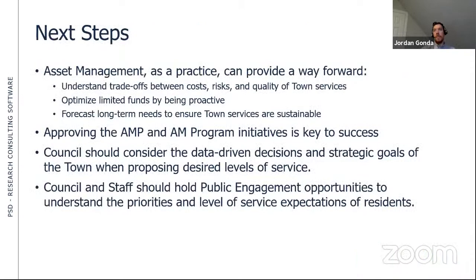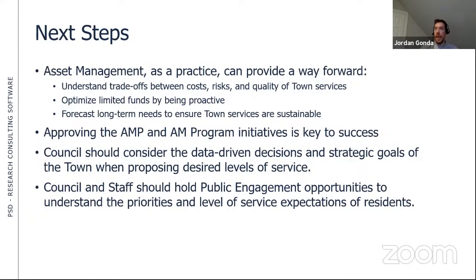So what are the next steps? The next steps here really are understanding asset management. Before we get to the AMP, before we understand scenarios, it's about understanding just what the levels of service are for the town. And then we look at trying to optimize based on the levels of service we want. And then we can look at forecasting the long-term needs.